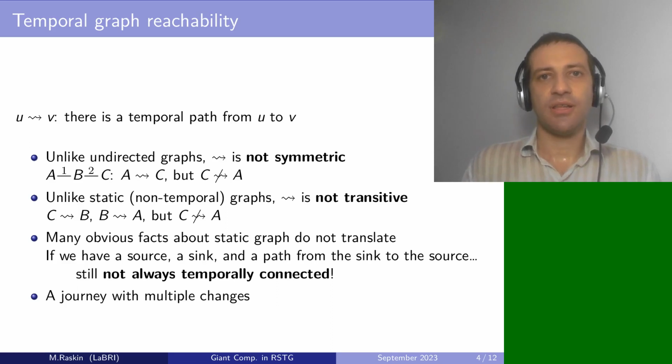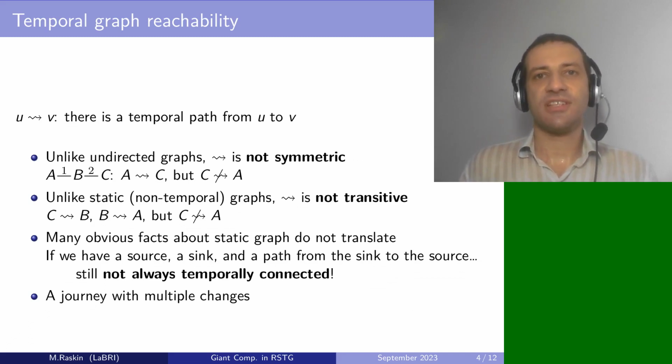For example, if you have a sink, which can be reached from everywhere, and if you have a source from which you can reach all other vertices, and you can even reach the source from the sink, it is still not enough for strong connectivity in the temporal case. And in general, you should not always translate your graph intuition, and you should probably just think in terms of journeys. You change from one bus to another.